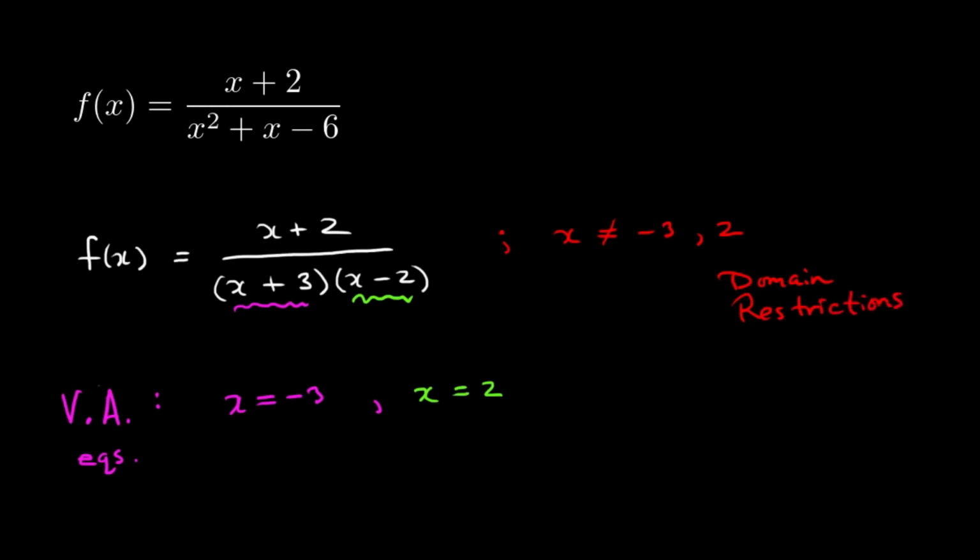So please don't include a not equal symbol when you're giving me the equation of your vertical asymptotes, but do include a not equal symbol if you're actually listing your domain. So there are two vertical asymptotes for this function.